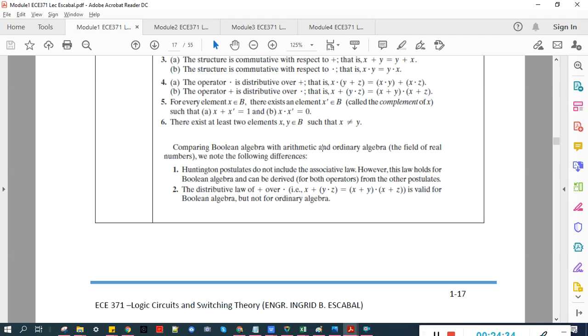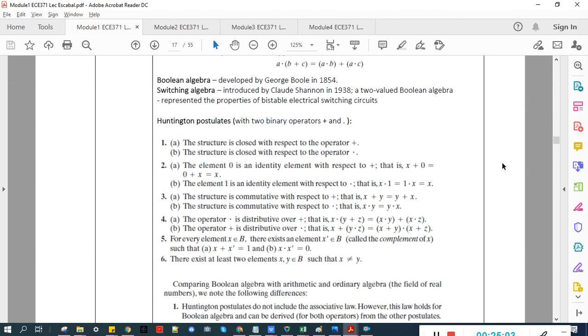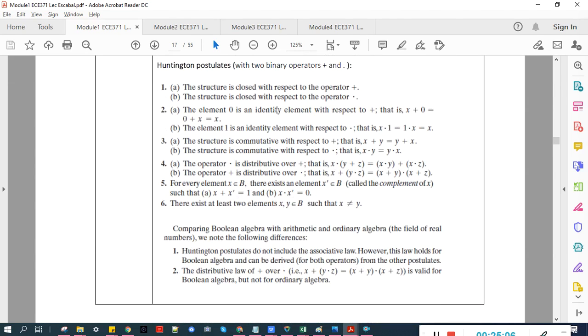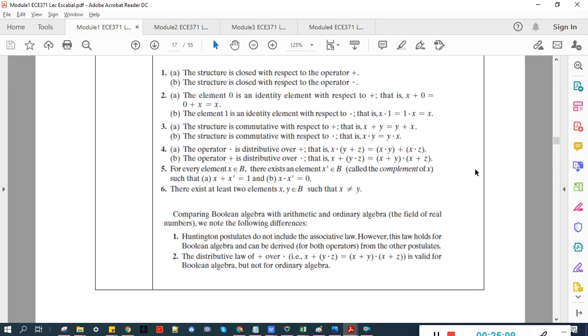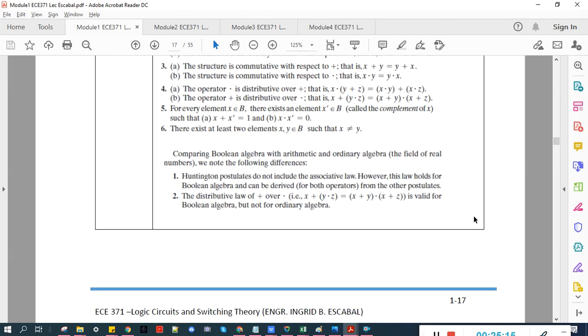Comparing Boolean algebra with arithmetic and ordinary algebra, the field of real numbers, we note the following differences. So we are now trying to differentiate the usual arithmetic or ordinary algebra from Boolean algebra. First, Huntington postulates do not include the associative law. However, this law holds for Boolean algebra and can be derived for both operators from the other postulates. So it's not stated here, the associative law, but it can be proven that it still works for Boolean algebra.